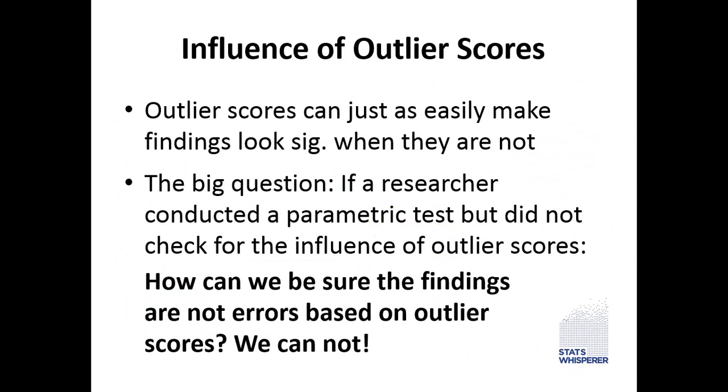So the big question to consider in our little philosophical stint is, if a researcher conducted a parametric test but did not check for the influence of outliers, how could you be sure that the results are not just errors based on outlier scores? And the truth is you cannot. So that's why this is so important.